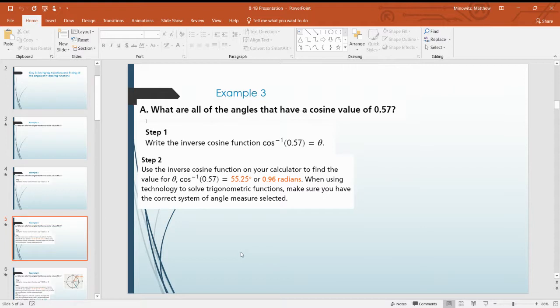Step 2, we're going to evaluate it. And I showed you both answers. The inverse cosine of 0.57, if you're in degree mode, should give you 55.25 degrees. Or if you're in radian mode, a little less than 1 radian, 0.96. Which is accurate because it's a little less than about 57, 58 degrees.